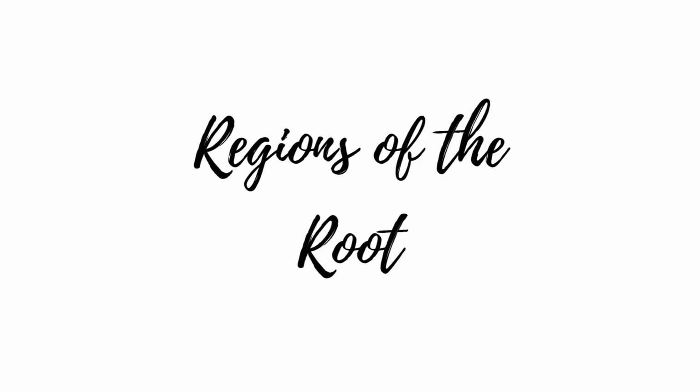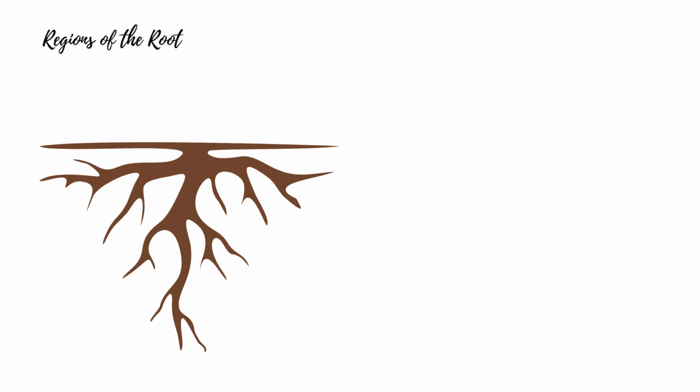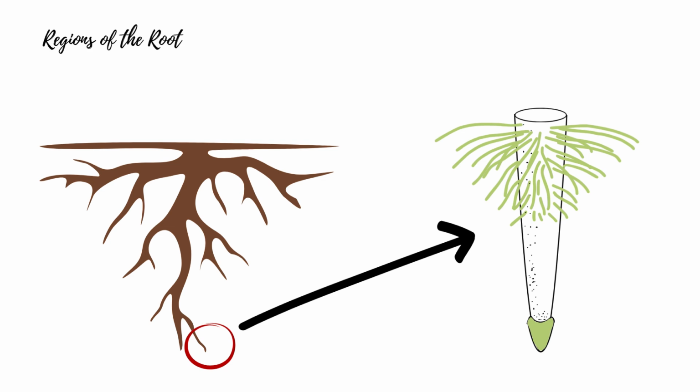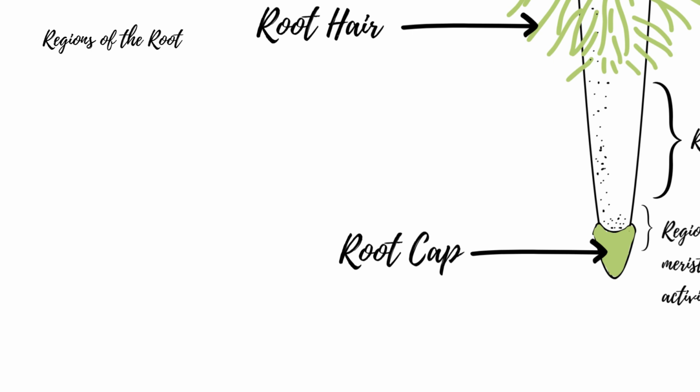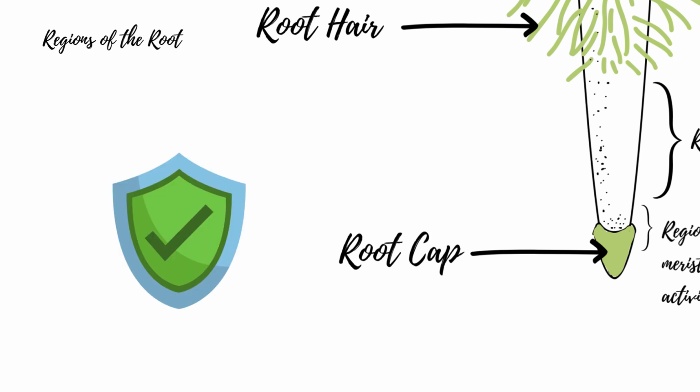Regions of the root. Even though the root looks simple from outside, it actually has well defined regions, each performing a specific function. Let's go through them one by one from the tip upward. First, root cap. At the very tip of the root, there is a small protective structure called the root cap. Its job is to protect the delicate tissues behind it as the root pushes through soil. It acts like a helmet preventing damage when the root grows through hard soil particles.